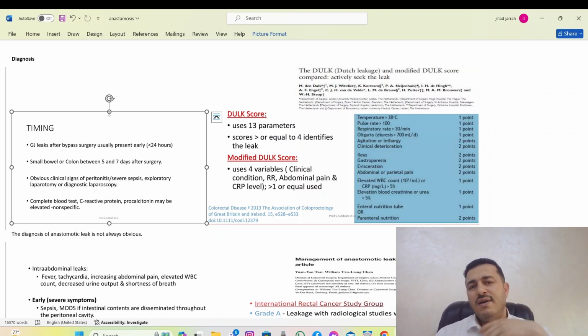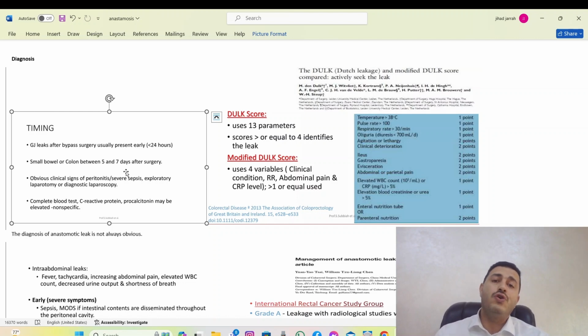Lower GI is a different concept actually. You can see here small bowel and colon. The leak presents at 5 to 7 days, maybe earlier as we will see later, but usually later, even up to a month. The lower GI is more vague.